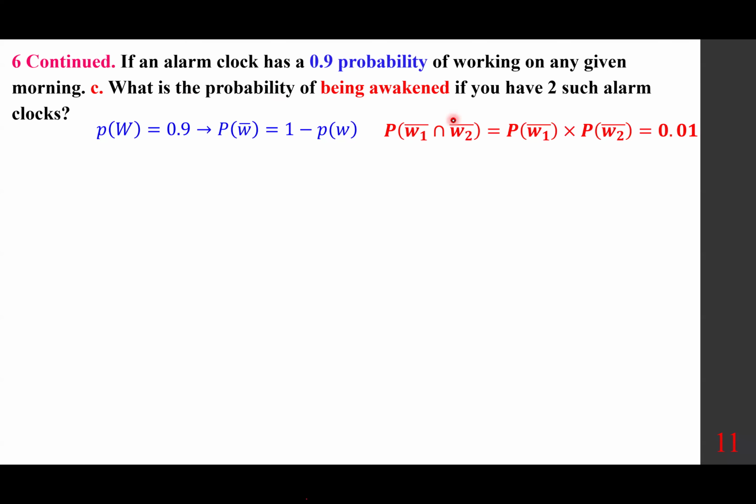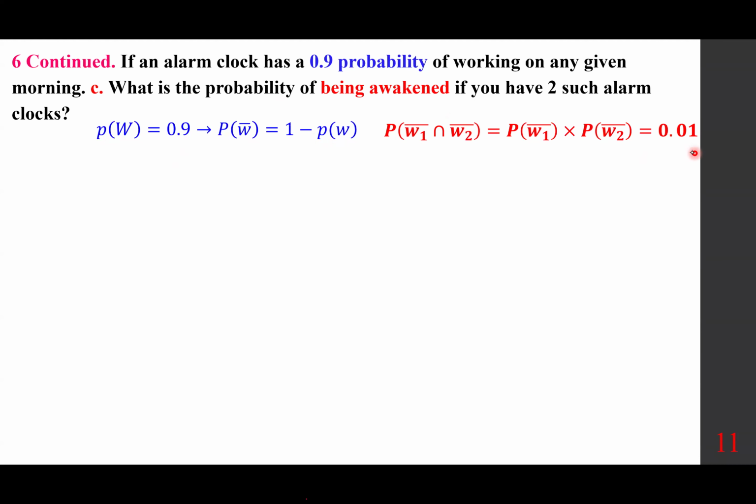What is the probability of being awakened if you have two such alarm clocks? The assumption is that when one of them works, you wake up. That's the assumption. And this is the information from the previous page. Probability of working was 0.9, not working is 0.1, and for two of them not working is 0.01.